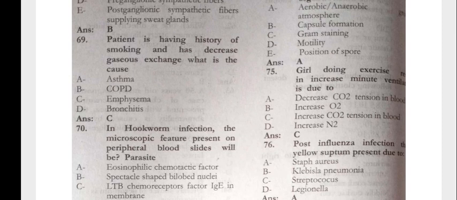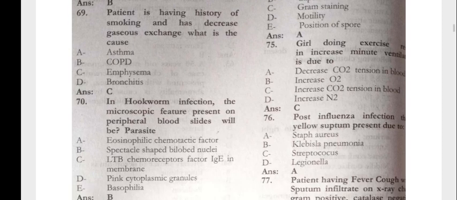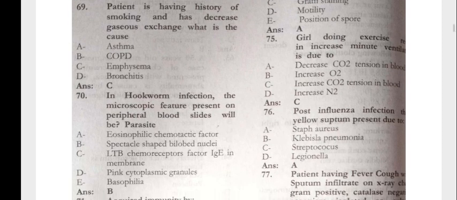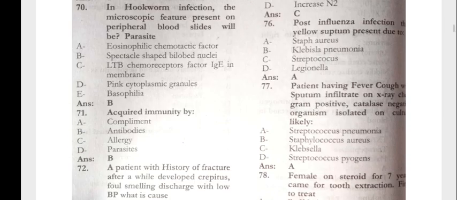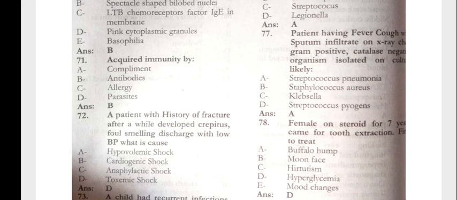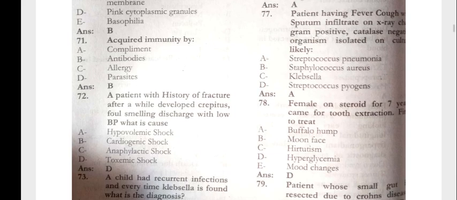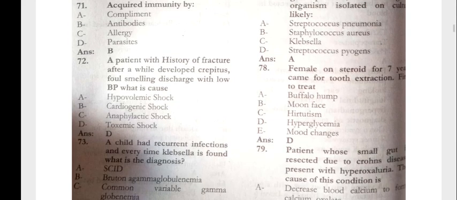The girl doing exercise that increases the minute ventilation is due to the increased compensated tension in the blood. Post-influenza infection, yellow sputum is present in Staph aureus. The patient has fever, cough, sputum, infiltrate in X-ray, gram-positive, catalase negative organism isolated: Streptococcus pneumoniae.